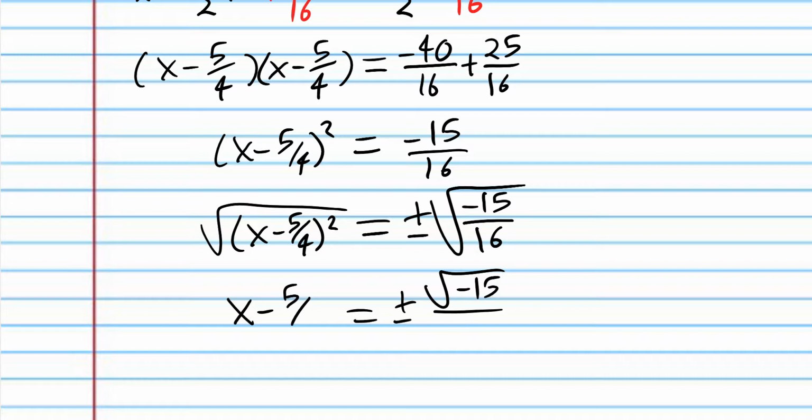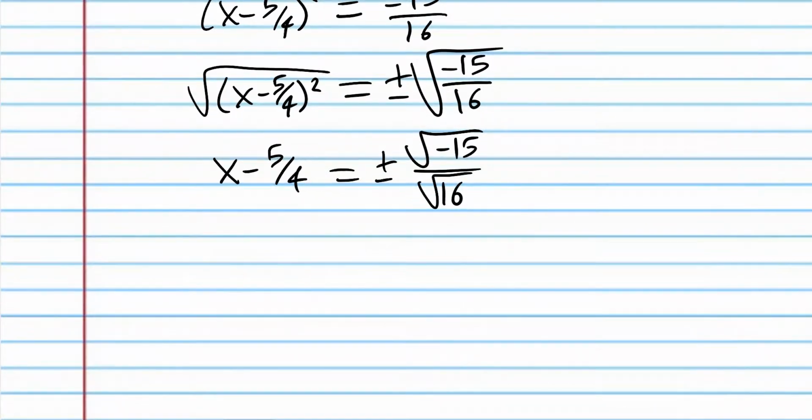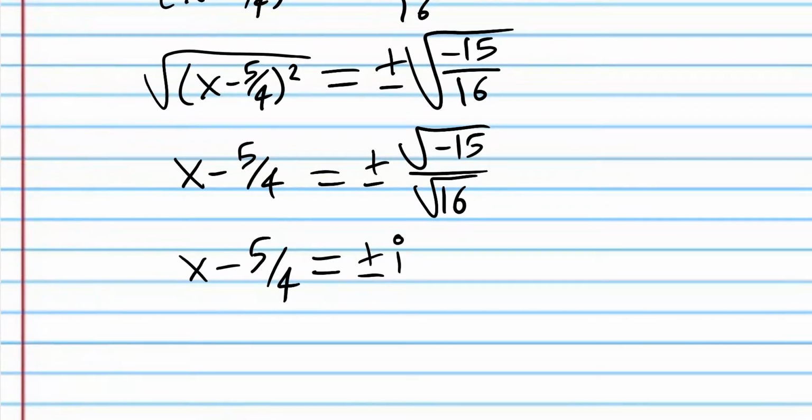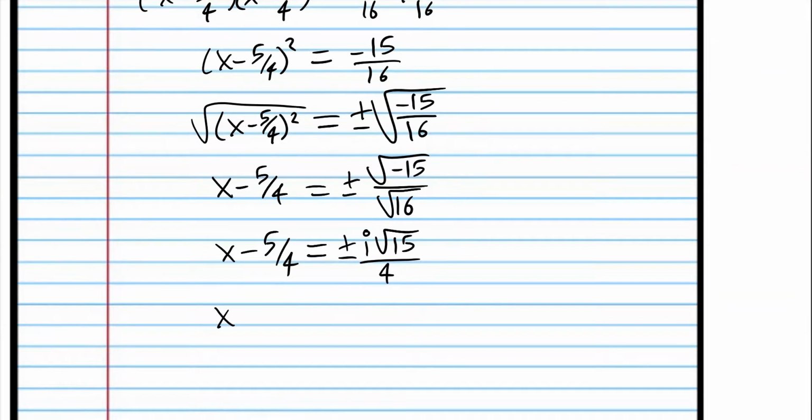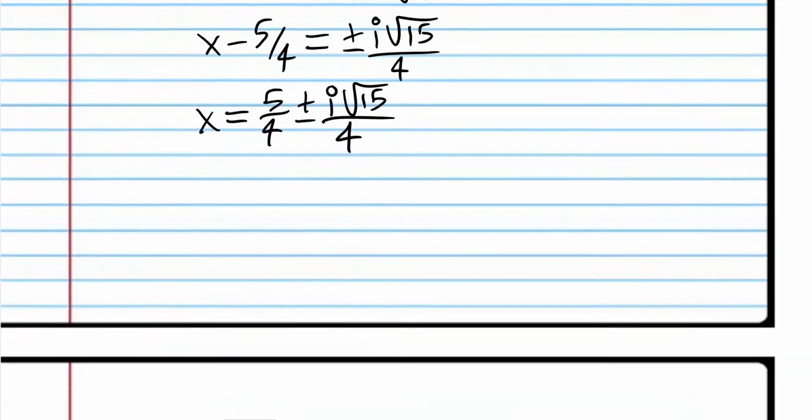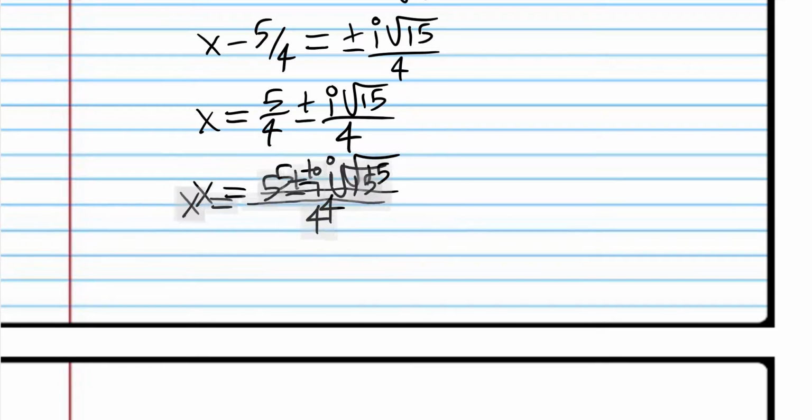Actually, we should keep that root 16. And remember, that negative inside the root comes out as an i. And square root 16 is just 4. So now we can put the 5/4 on the other side. And finally, x is equal to 5 plus or minus i root 15 all over 4. And that's the final answer. If you got that answer, good job.